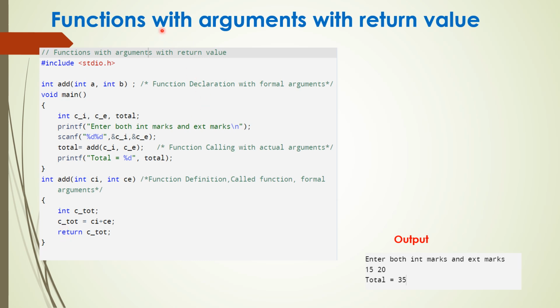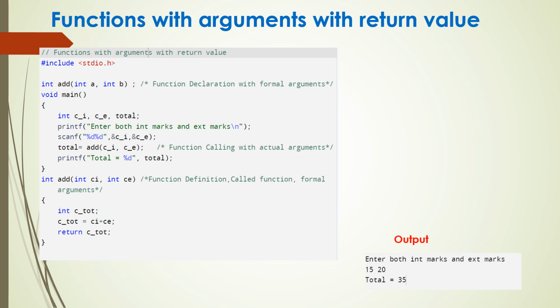Now this is a type where we have a function with arguments, and we are returning the value also, so we write return c_total, which means whatever summation I get will be returned back to this function. Once it is written, now here I'll get total equal to this c_total. The example is 15 plus 20, which is 35. After doing this operation, it returns that value here, so total equals 35. Now I'm going to print the total, so I'll get the final total as 35. So here we have functions with arguments with return value.